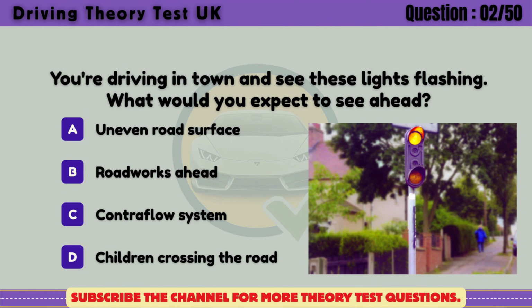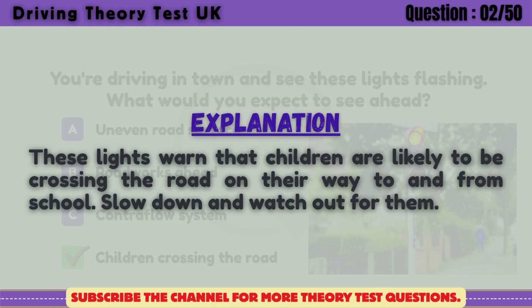Question 2. You're driving in town and see these lights flashing. What would you expect to see ahead? Option A. Uneven road surface. B. Roadworks ahead. C. Contraflow system. D. Children crossing the road. Answer is D. Children crossing the road. These lights warn that children are likely to be crossing the road on their way to and from school. Slow down and watch out for them.